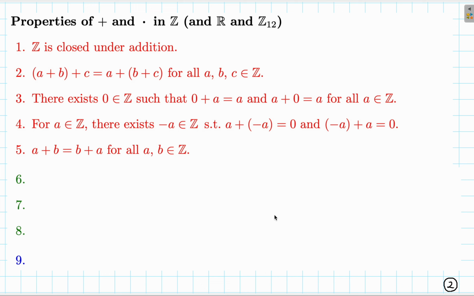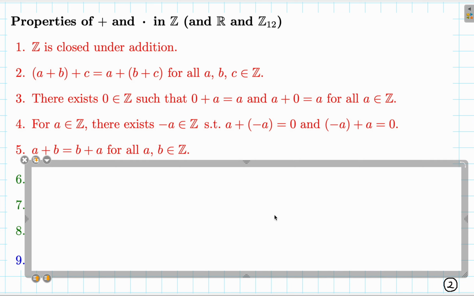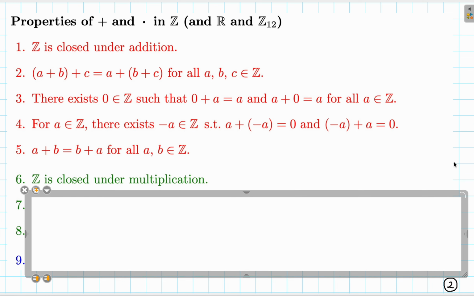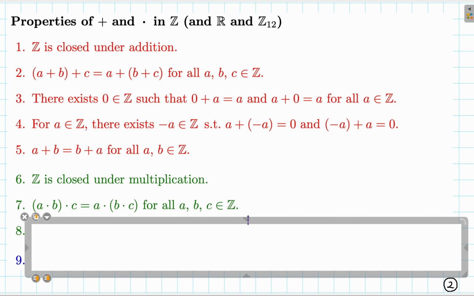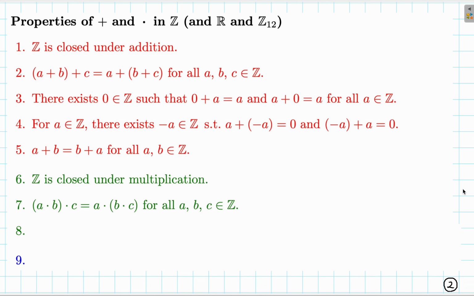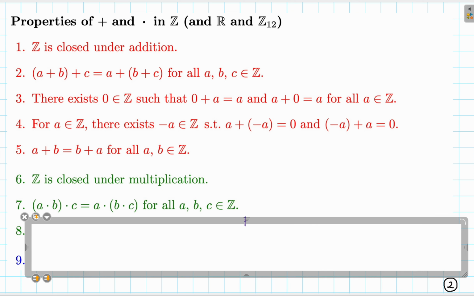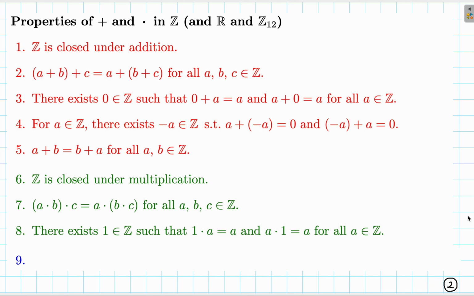Now let's go through the properties of multiplication, and these will mirror the properties of addition. So let's start with closure. Z is closed under multiplication. And we also have associativity for multiplication, so we can regroup and move parentheses around when we're multiplying 3 or more elements. We also have the multiplicative identity element, namely 1. So there exists an integer 1 such that 1 times a is a, and a times 1 is a for all integers a.